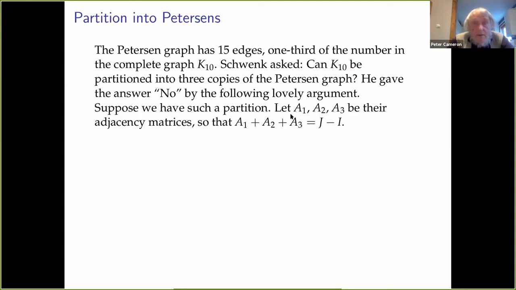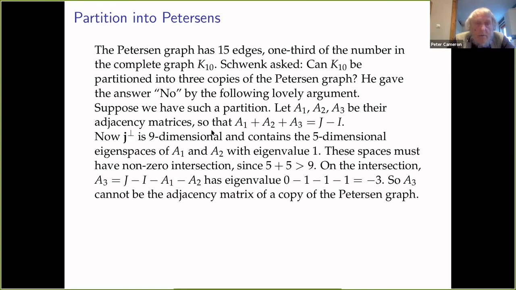Suppose that we have such a partition. Suppose A1, A2, and A3 are the adjacency matrices of the 3 Petersen graphs. So when you add them together, you get everything off the diagonal. So you get J minus I, the all-one matrix minus the identity. Now, remember what we said: all of these 3 have the all-one vector as an eigenvector with eigenvalue 3. So they all preserve the 9-dimensional space perpendicular to the all-one vector. So that 9-dimensional space contains the 5-dimensional eigenspace for A1 with eigenvalue 1.